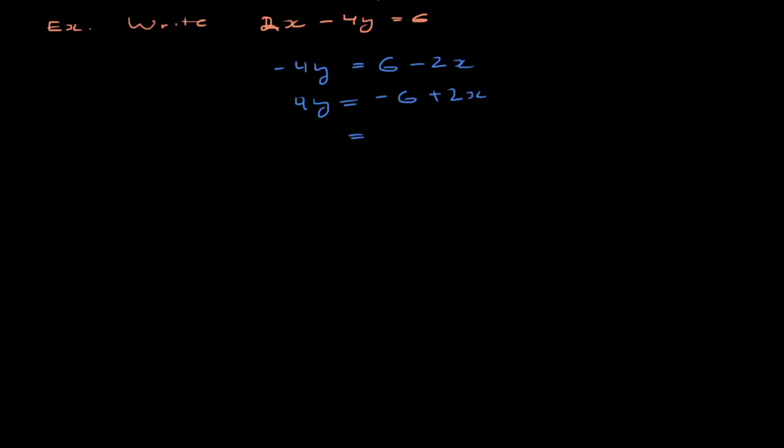So you get 4y equals minus 6 plus 2x. And then all we have to do is divide by 4. So we have minus 6 plus 2x divided by 4. And if you simplify this, you get minus 3 over 2 plus half x. And if we rearrange this, we get that the slope is a half and the y-intercept is minus 3 over 2.